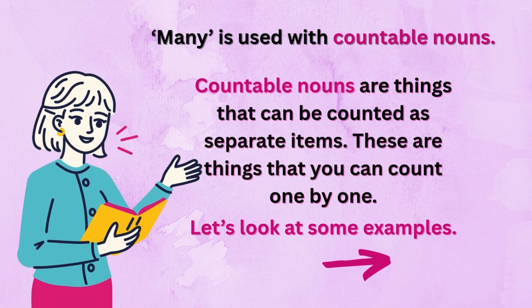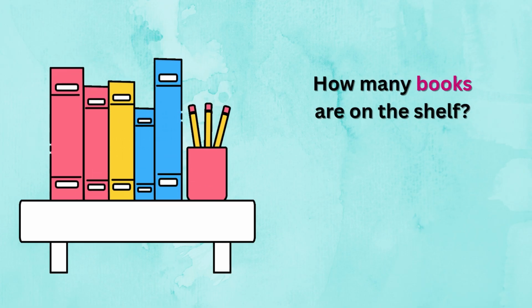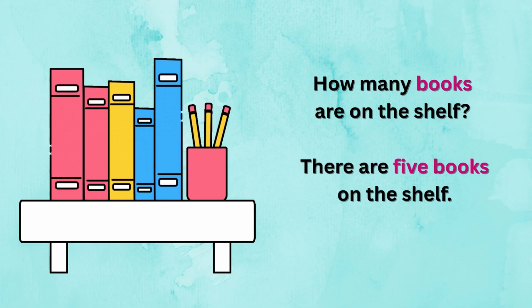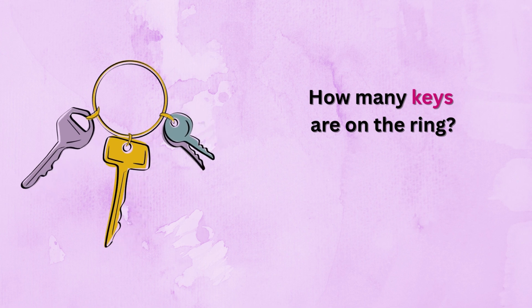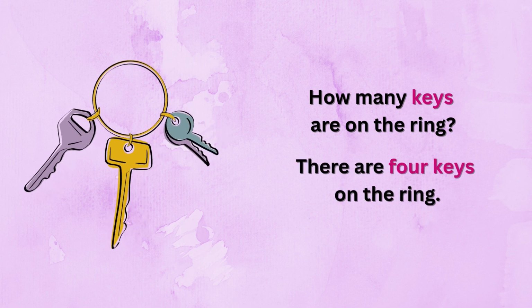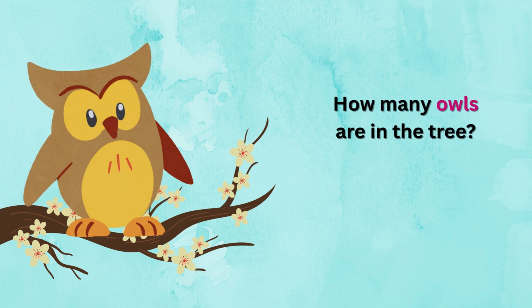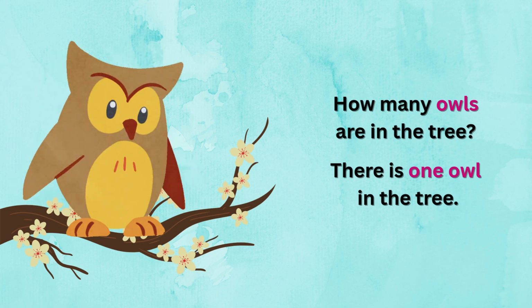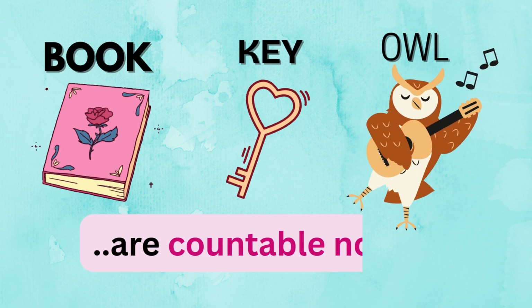Let's look at some examples. How many books are on the shelf? There are 5 books on the shelf. How many keys are on the ring? There are 4 keys on the ring. How many owls are in the tree? There is 1 owl in the tree. Book, key, and owl are countable nouns.